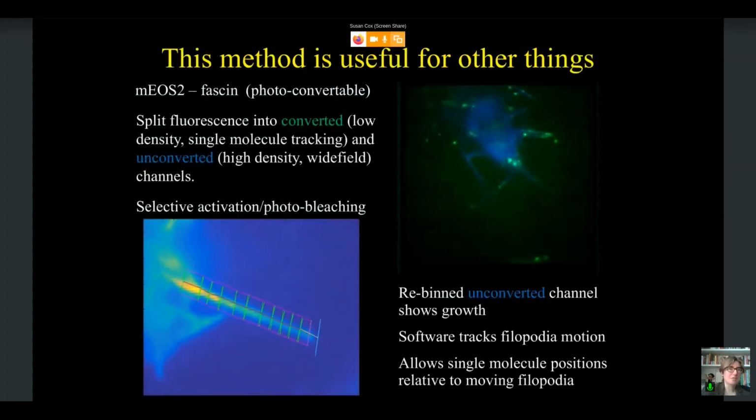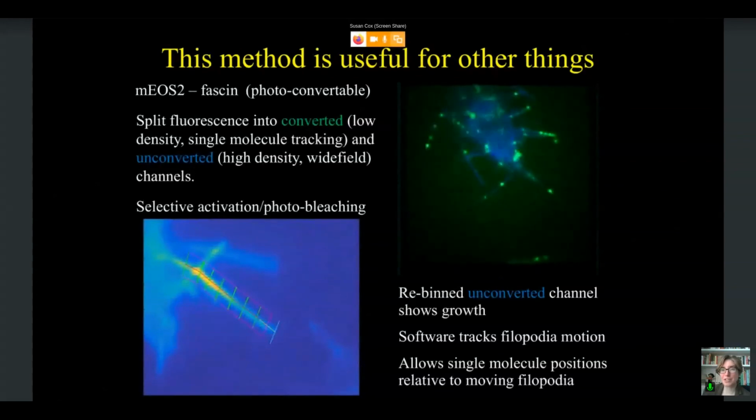So this general approach can be used for some other things, which I'm just going to briefly talk about in case anyone is interested in how you can apply this sort of approach to other types of structure, where we can use the fact that we can convert some fluorophores and then monitor the other channel to track both the structure of the sample and single molecules moving within the sample. So this lets you track the global structure of the sample and also single molecule position.